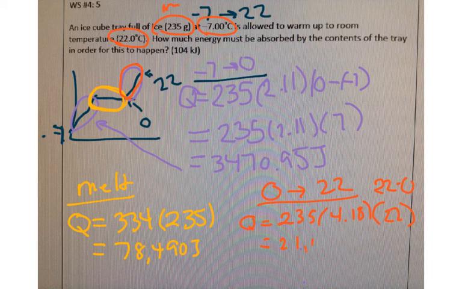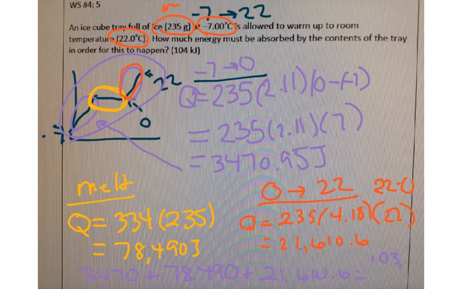Once again, the total energy is everything from point A to point B, which is the -7 to 22. So I'm going to add up all of these: 3,470 plus 78,490 plus 21,610.6. You should actually keep all of those decimals, I'm just running out of space, so I'm not going to. And when you solve all of this and add it up, you get 103,571.6.